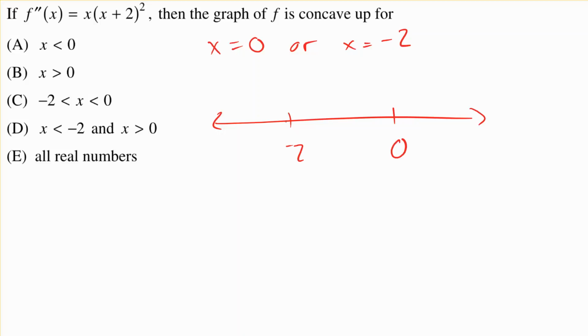If I put in a negative 3, we're just looking at our signs. I get a negative times something that's always positive, which is a negative, so that's concave down. If I put in a negative 1, I get a negative times something that's always positive, which is still negative. And if I put in any positive number, I get a positive times a positive, so it's positive. So the graph is concave up for anything greater than 0.